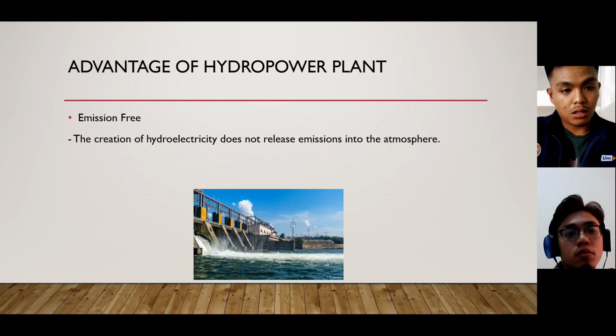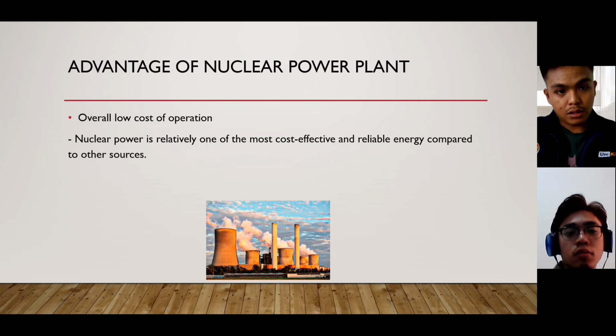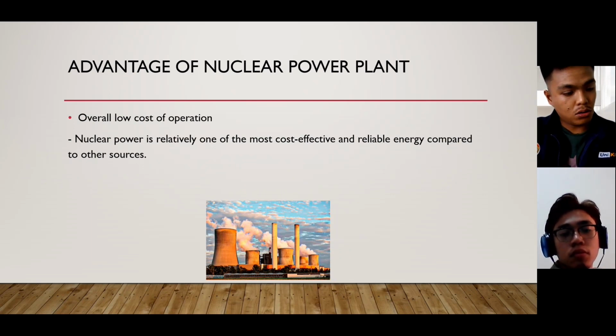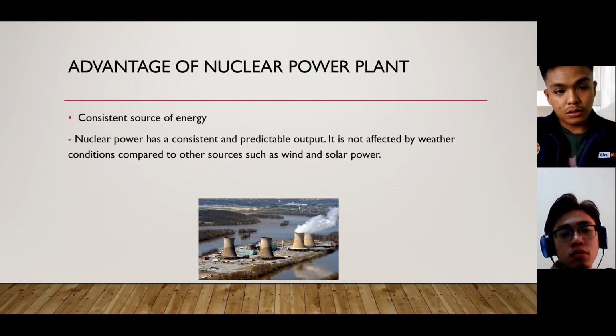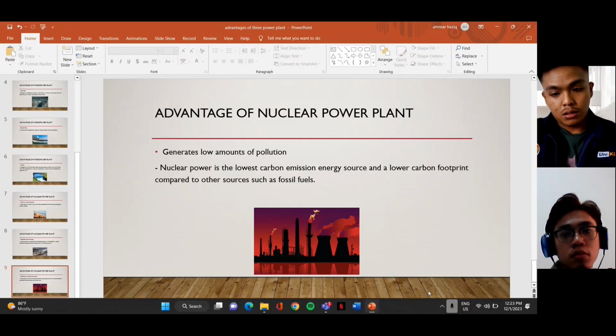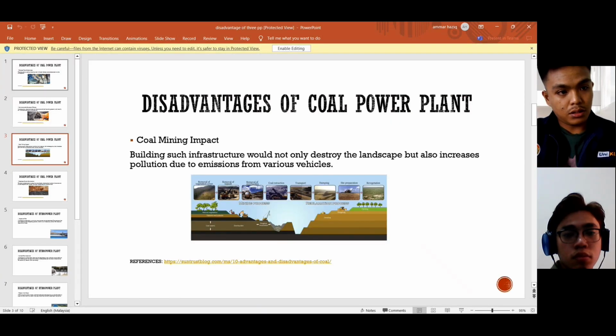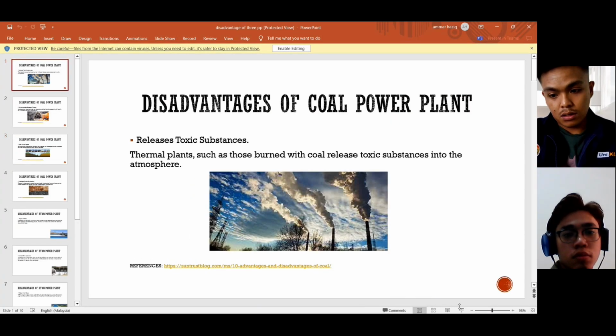It is renewable, emission free, and reliable. Hydropower is by far the most reliable renewable energy available in the world. And then these are the advantages of a nuclear power plant: overall low cost of operation, consistent source of energy, and it generates low amounts of pollution. And then we would like to explain their disadvantages.